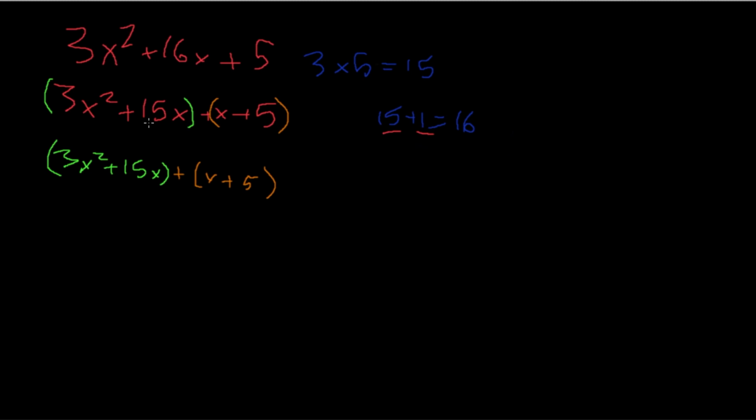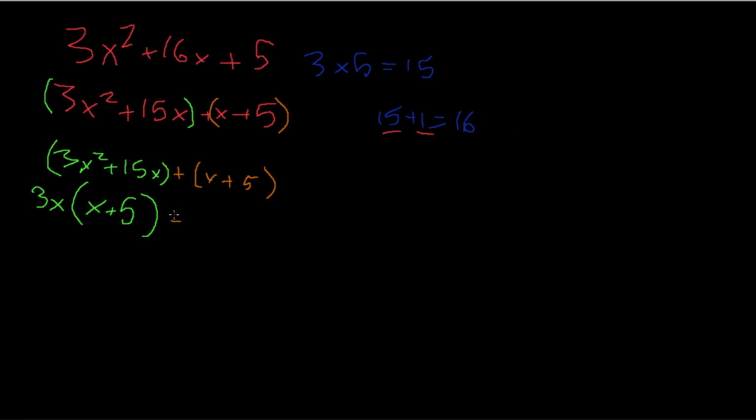And then what we do from here is we take out the highest common denominator of each of these. So for this first one, the highest common denominator would be 3x. 3x squared is 3x times x, and 15x is 3x times 5. So you can take out a 3x of both of those. So in the front, you'd write 3x times x plus 5.